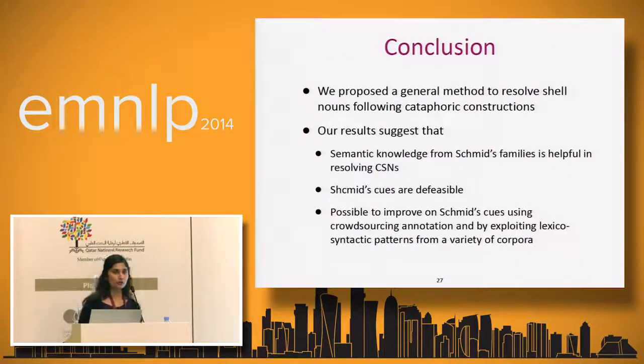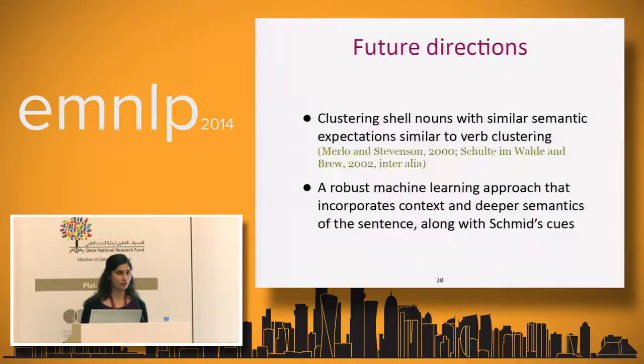So to conclude, we proposed a general method to resolve shell nouns following cataphoric constructions. Our research suggests that semantic knowledge from Schmidt's families is helpful in resolving CSNs, that is, cataphoric shell noun occurrences. And Schmidt's cues are defeasible. They missed a number of cases in our corpus, but it is possible to improve on these cues using crowdsourcing annotation and by exploiting lexicosyntactic patterns from a variety of corpora.